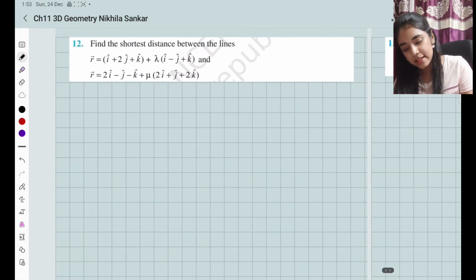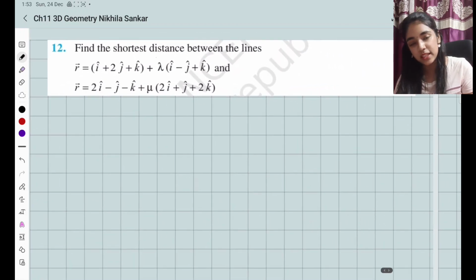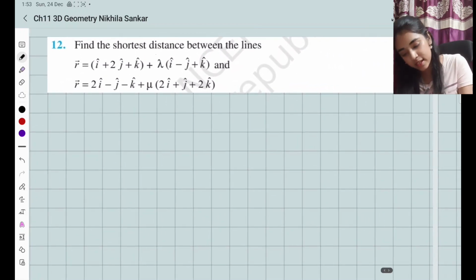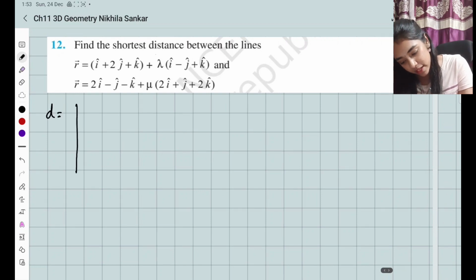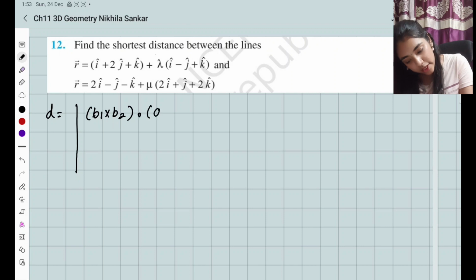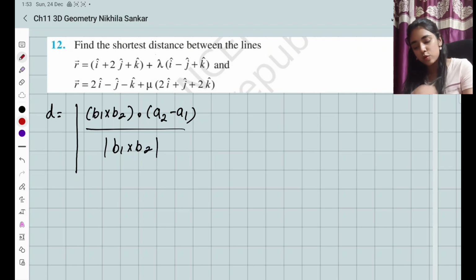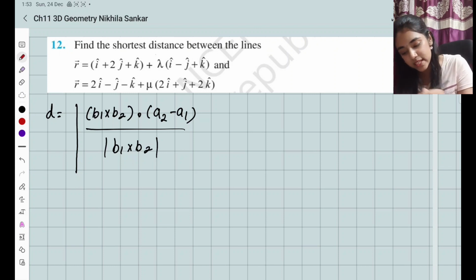Next question. Find the shortest distance between the lines. இப்போ shortest distance formula என்ன? Distance is going to be magnitude of B1 cross B2 dot product of A2 minus A1 divided by magnitude of B1 cross B2. இது எப்போ நம்ம சொல்லுவோம்? This is going to be a skew line. So basically I'll write this.